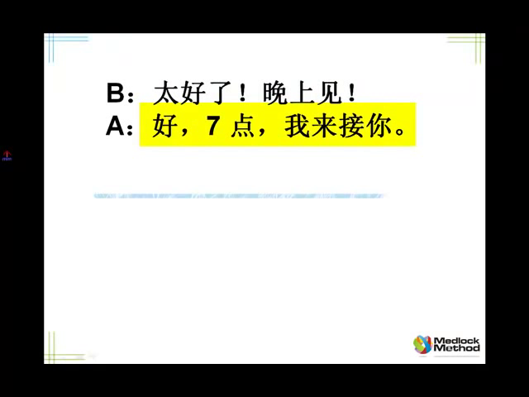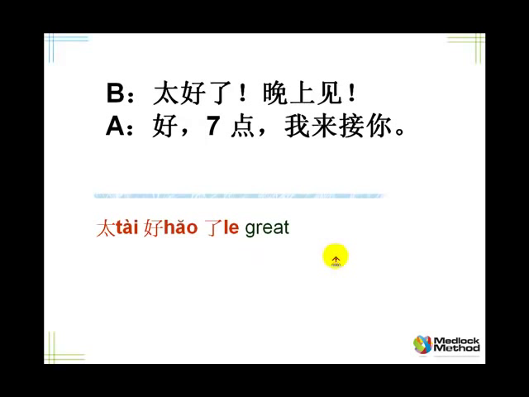好，七点我来接你。太好了，晚上见。好，七点我来接你。Okay, 太好了. Too good. No, it's not too good. Although literally it means too good, here it means great. 太好了. And 接. It's to pick up someone, to greet someone.